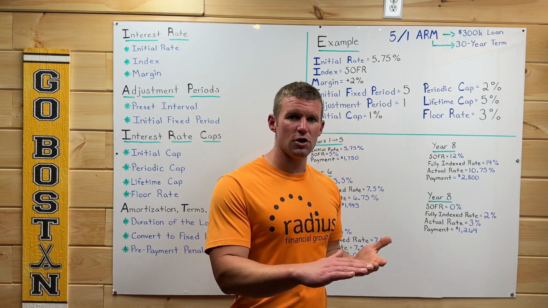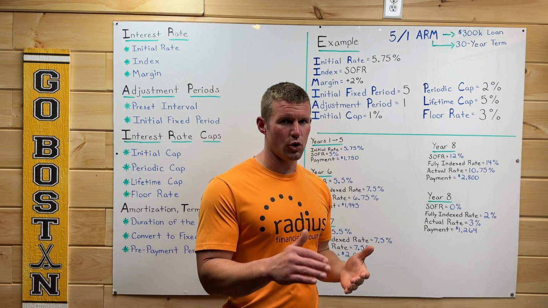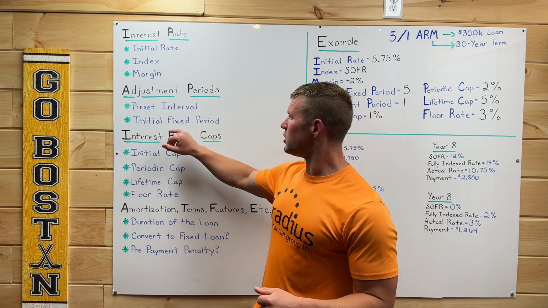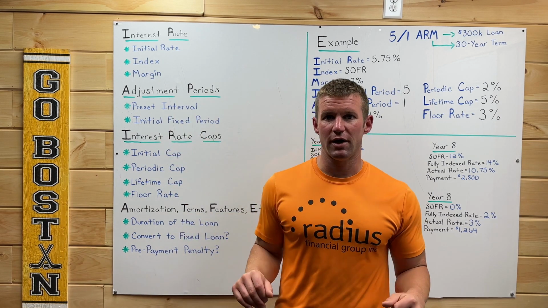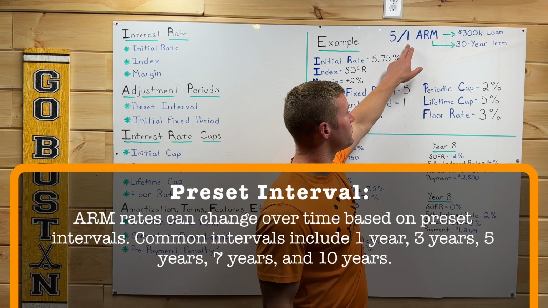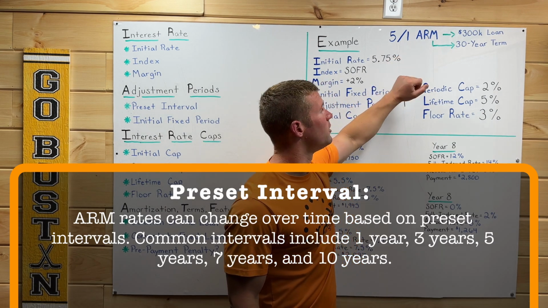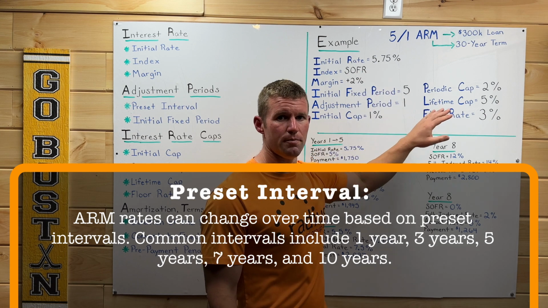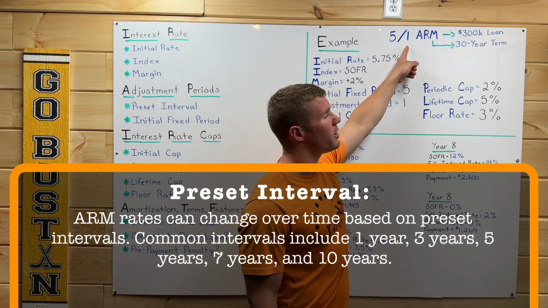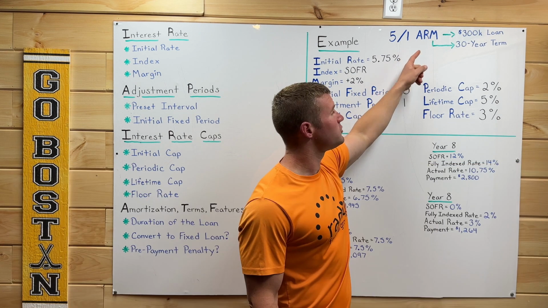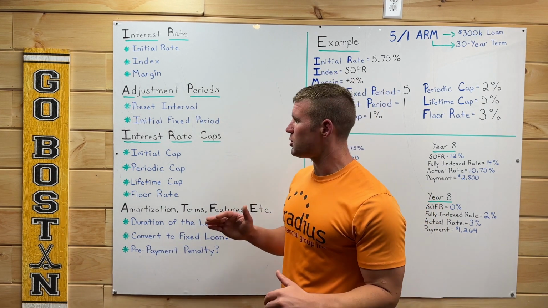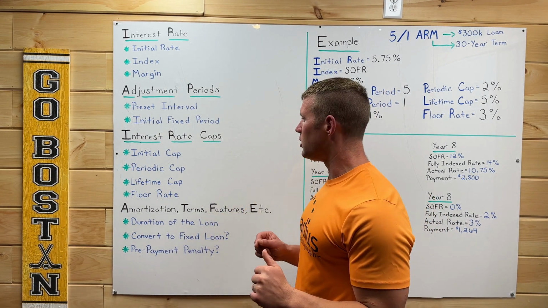Meaning for the first 5 years of the loan, your interest rate is not going to change. However, after that first 5 years, there's going to be some sort of preset interval of when that rate will start to change. So the preset interval in this example is the 1 right here. So again, with a 5-1 ARM, the interest rate is locked for the first 5 years, and then every year after that first 5 years, the rate is going to change, whether up or down. Okay, so adjustment periods, very, very important.